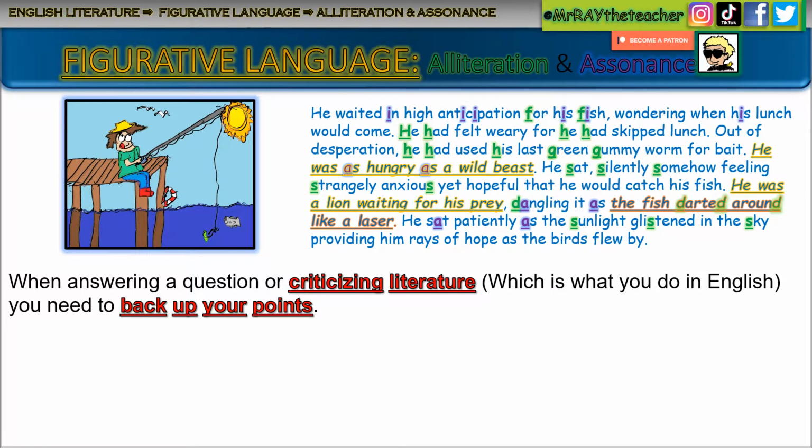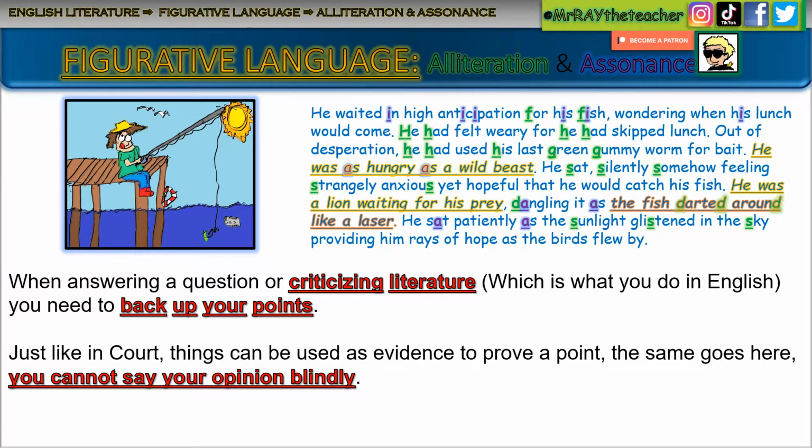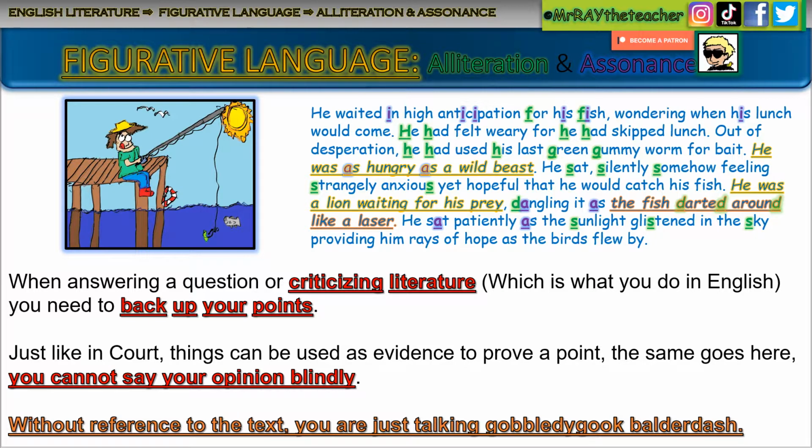So when criticizing literature or answering a question, because remember you are criticizing literature when you study English, you need to back up your points, just like in court where you need evidence to prosecute somebody. Here to prove your argument, you need to reference the text. You cannot state your opinion blindly. Without that reference, you're just talking gobbledygook or balderdash. Or if you're in the court of law, that would probably be dismissed or taken out of account.